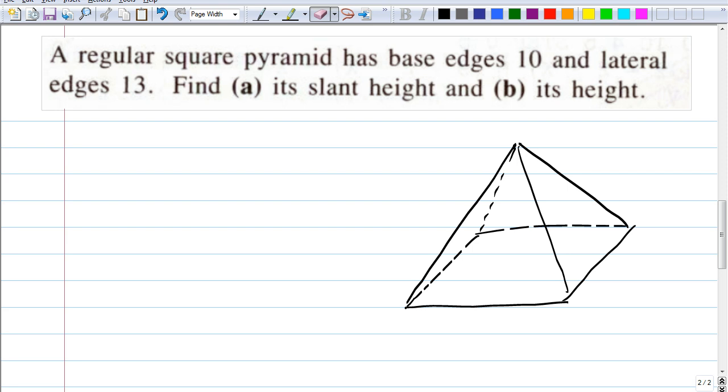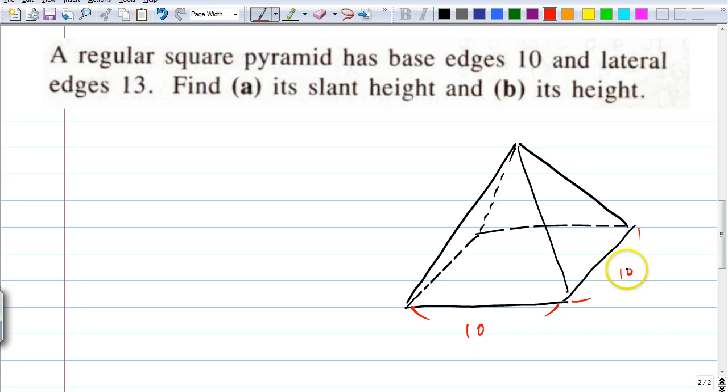Exactly. And now it says it has base edge 10. Which one are they talking about when they say base edge is 10? Yeah, so right here. You're exactly right. So from here to here is 10. What about from here to here? Well, and of course, all the other sides, right? It's a square, right?